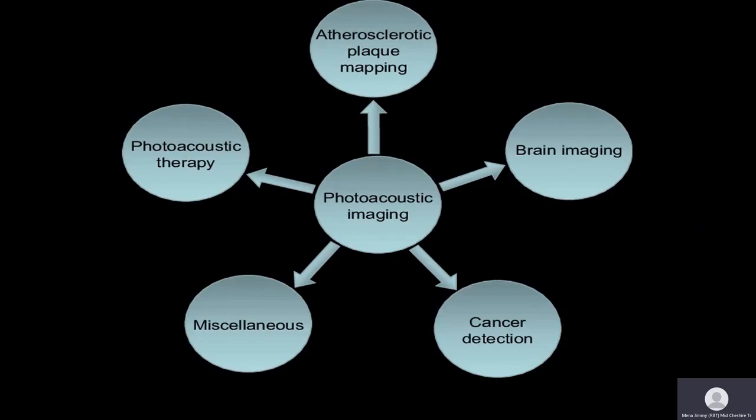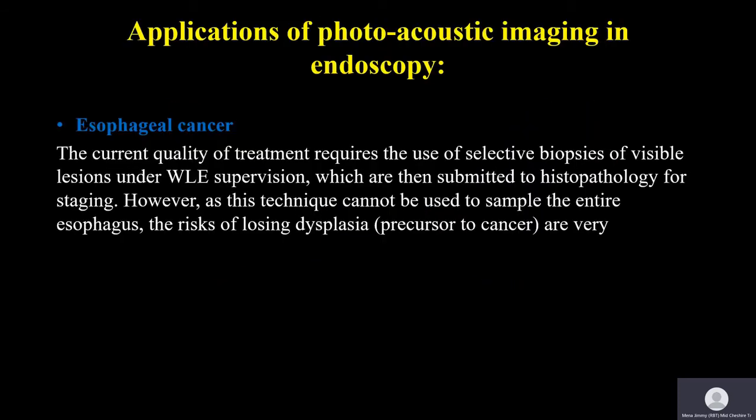As for the uses of photoacoustic imaging nowadays, I think it's widely used in many different specialties. It starts with any changes in blood vessels. It can detect earlier changes in atherosclerotic plaques, called atherosclerotic plaque mapping. We can use it in brain imaging, cancer detection, and other dermatological and breast issues. But we're going to talk today mainly about the applications of photoacoustic imaging in GIT surgery. So, starting with esophageal cancer.